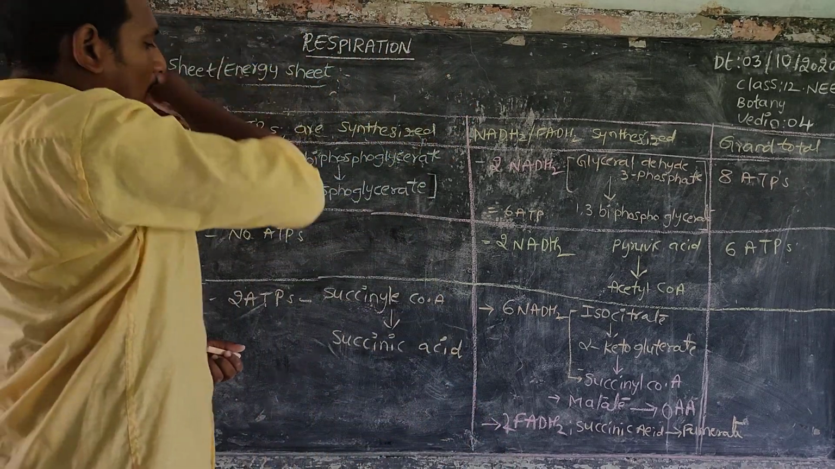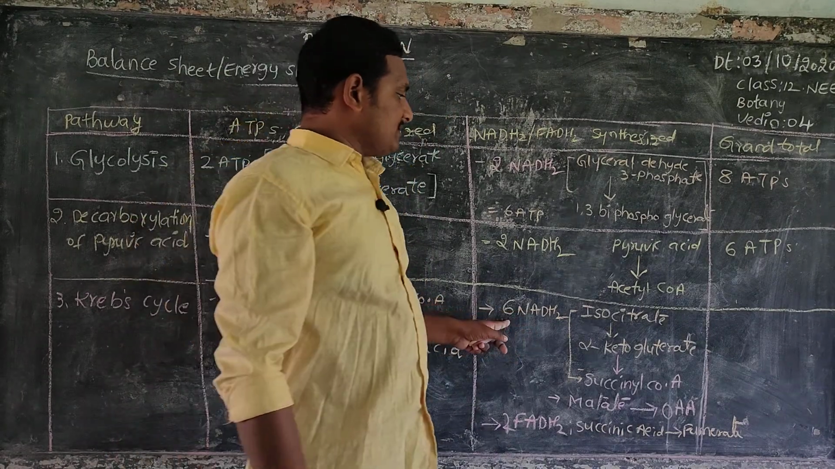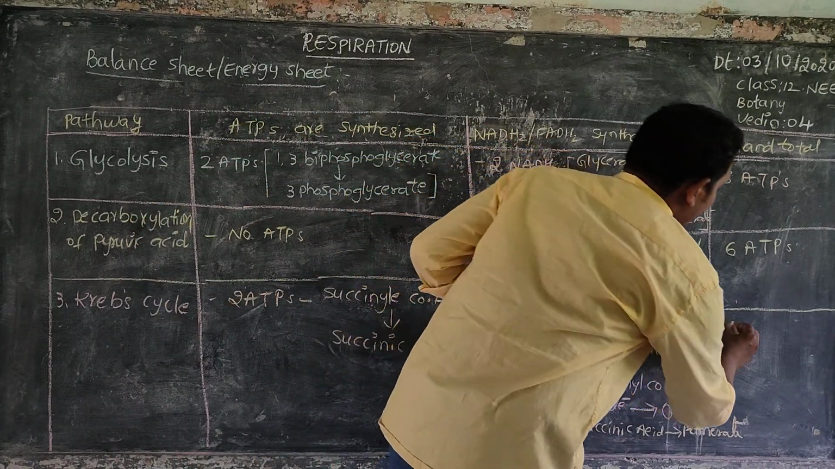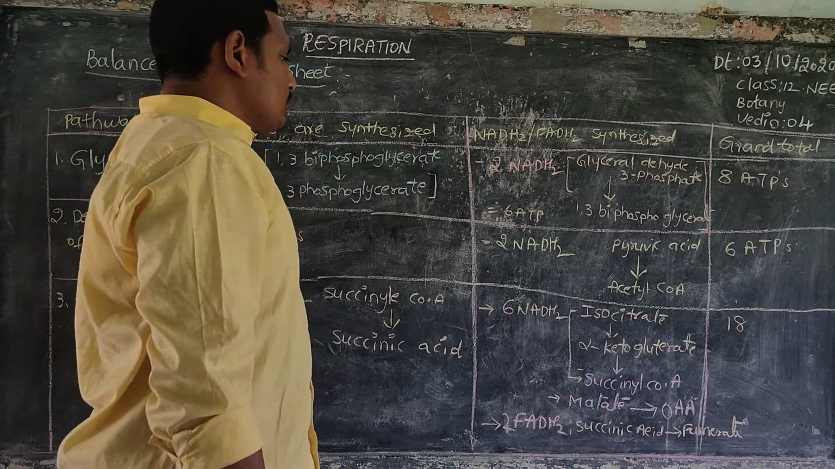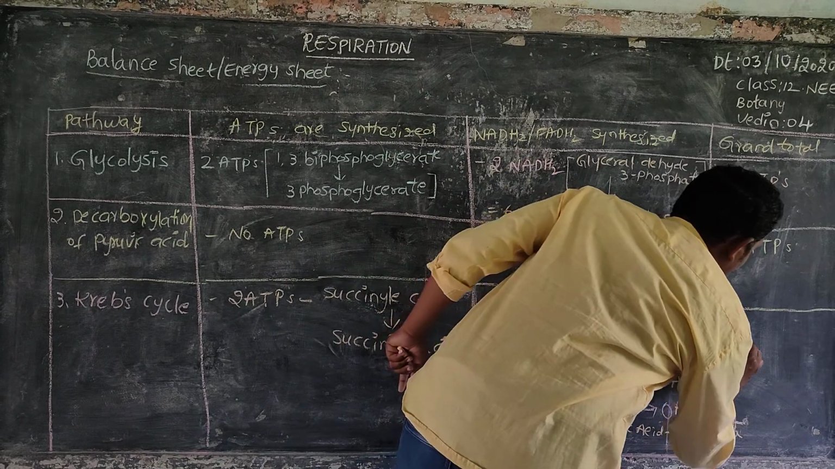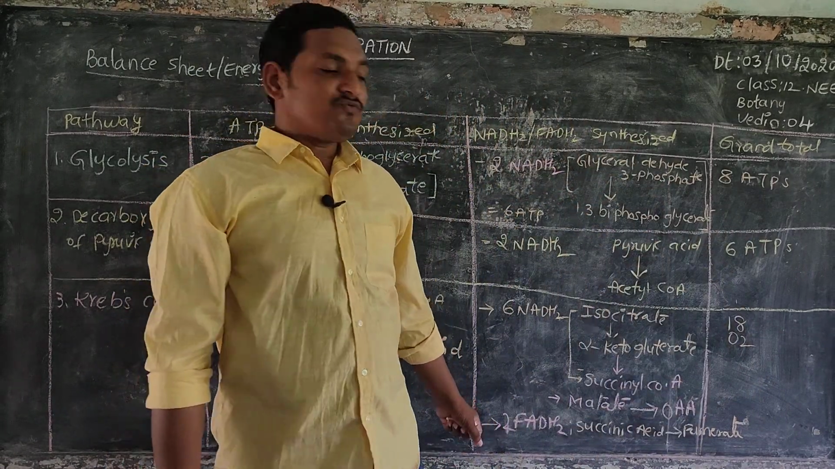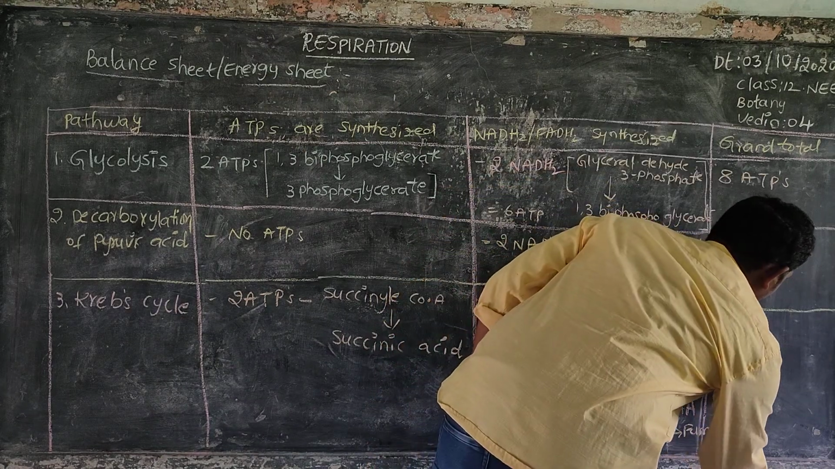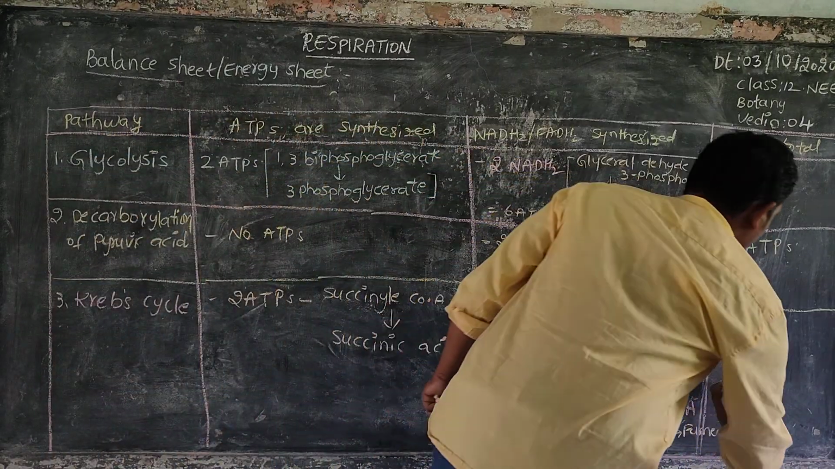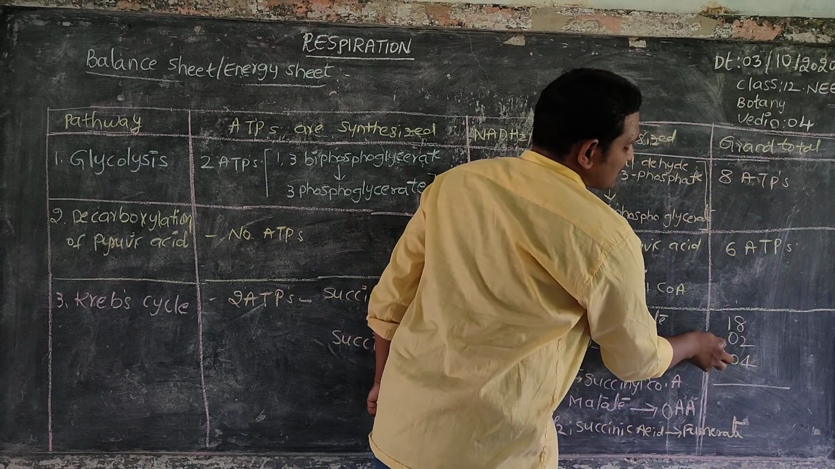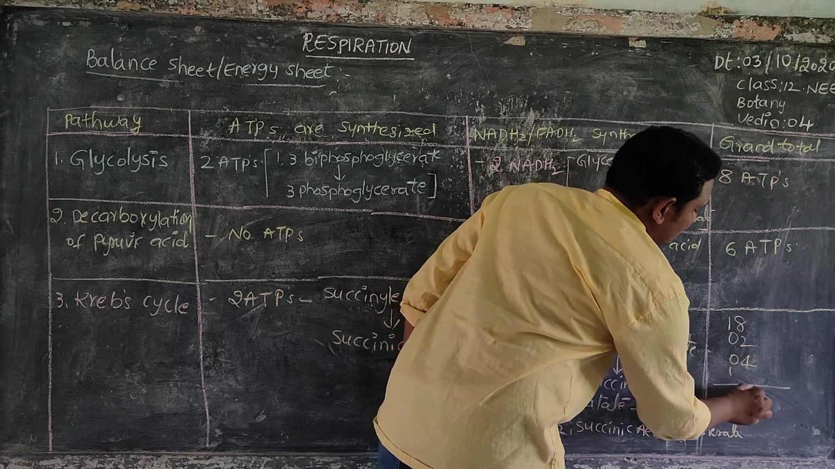That is total how many ATPs? 6 NADH2s, each one is equal to 3 ATPs. 6 into 3, 18. Next, 2 ATPs as usual. Next, 2 FADH2 is equal to 4 ATPs. So 4 plus 6, 10. 10 plus 8, 18.